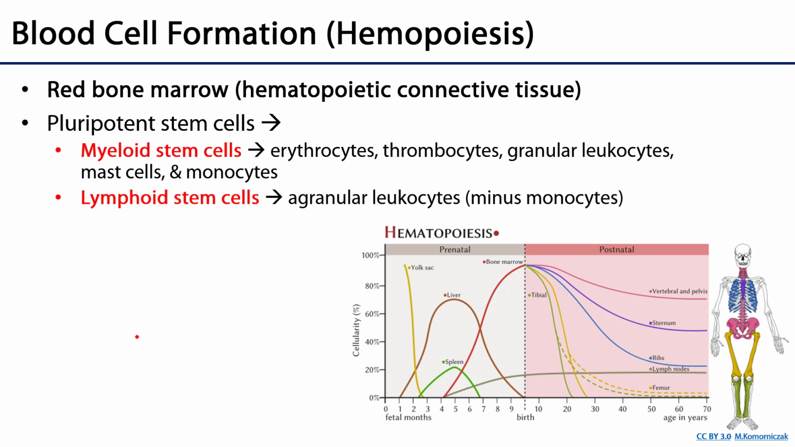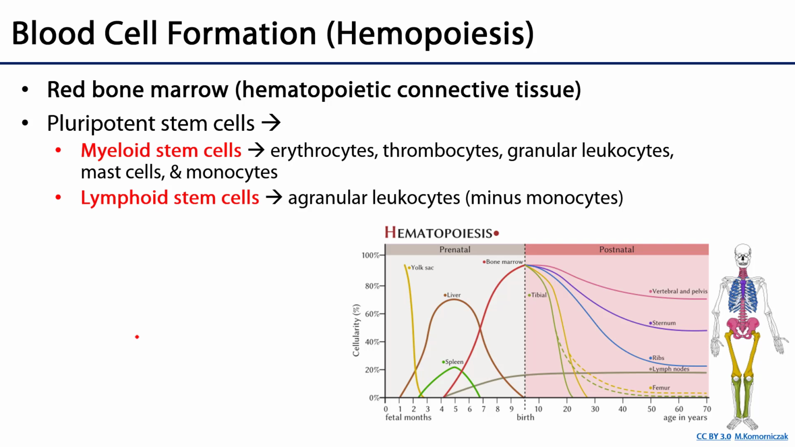So let's talk about the process of blood cell formation, also known as hemopoiesis. Sometimes you'll hear this referred to as hematopoiesis. This is precisely the same thing. So hemopoiesis originates in red bone marrow, also known as hematopoietic connective tissue. Hematopoietic connective tissue is abundantly found in the spongy bone, so the cancellous, or the air spaces around bone trabeculae in spongy bone. And it consists of stem cells.